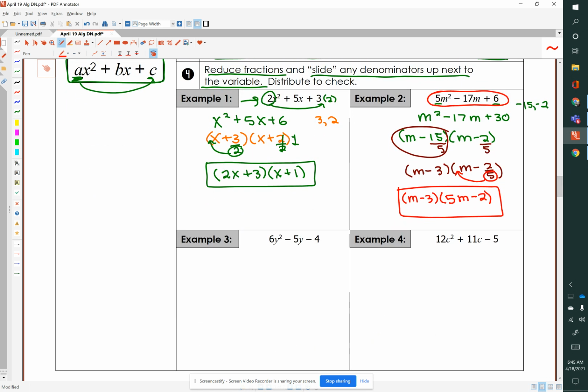So why don't you try 3 and 4 on your own? Just be mindful you've got 2 negative signs there.